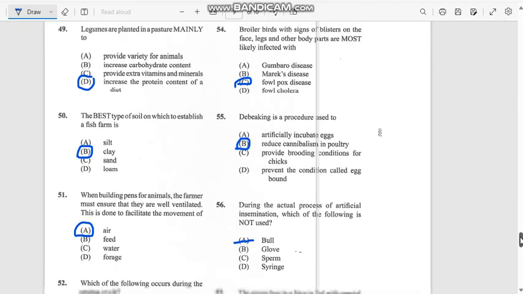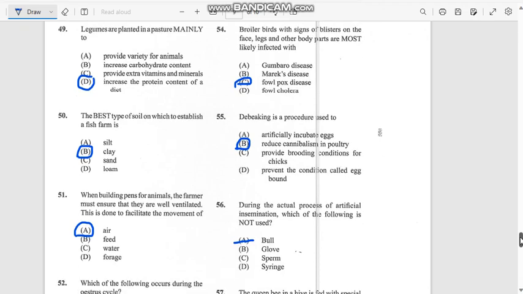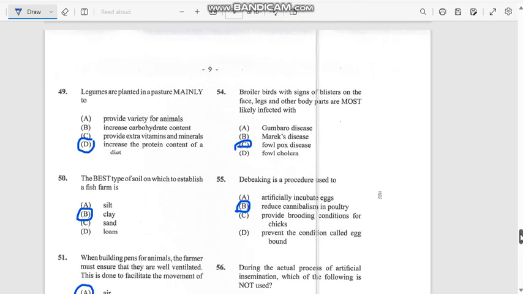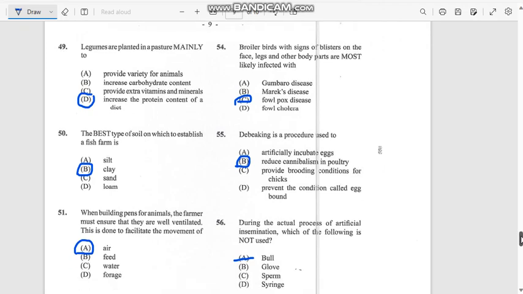Number 54. It says broiler birds with signs of blisters on the face, legs, and other body parts are most likely affected with fowl pox disease. So once you see blisters on the legs and other body parts, it has to do with fowl pox disease. There is no specific medication for that, so prevent diseases from breaking out in the broiler pens, for example.